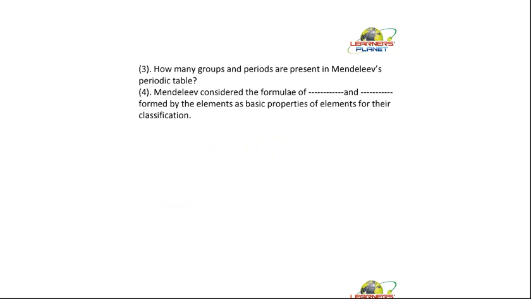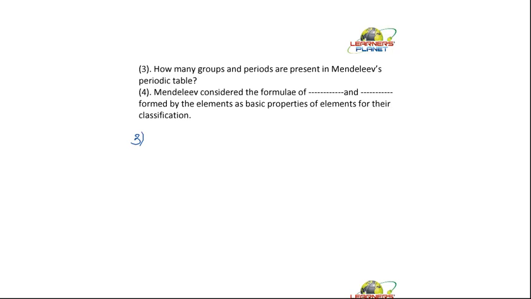Now let's move to our next question here. How many groups and periods are present in Mendeleev's periodic table? When such a type of question comes, you have to assume Mendeleev's modern periodic table. That is, his original one was modified due to certain drawbacks. Now how many periods and groups were present there, students? Do you remember this? I had discussed this in my theory session.